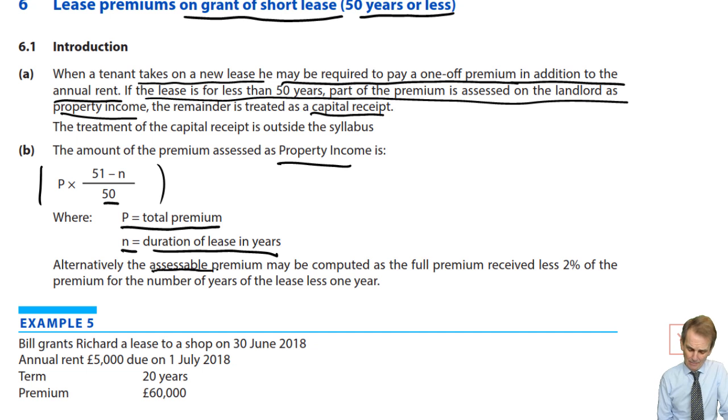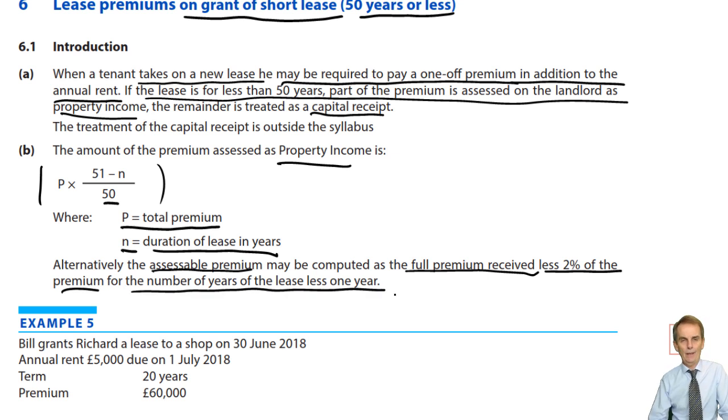You can do it another way. The assessable premium may be computed as the full premium received, obviously again the first figure they give you in the question, which is then reduced by 2% of that premium for the number of years of the lease less 1 year. Now again, it's odd, but let's have a look at a little example to illustrate how we do this.